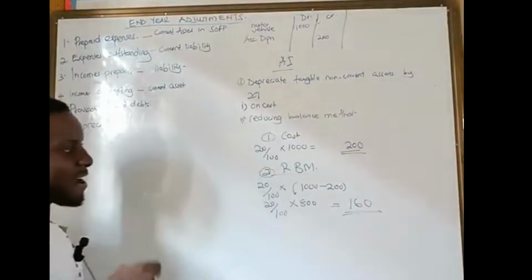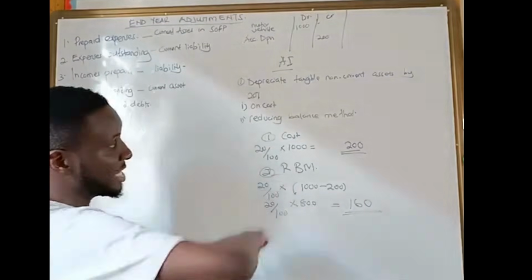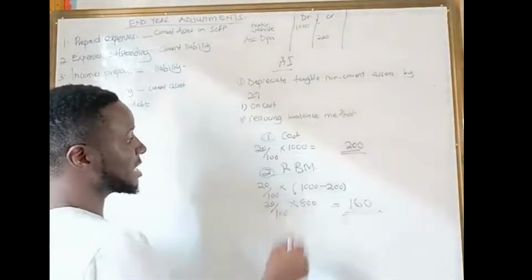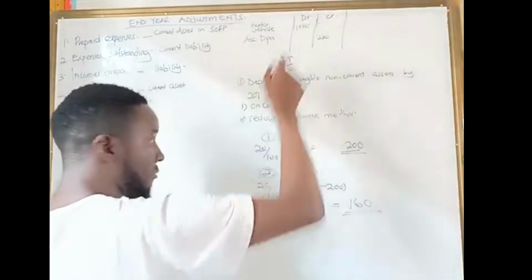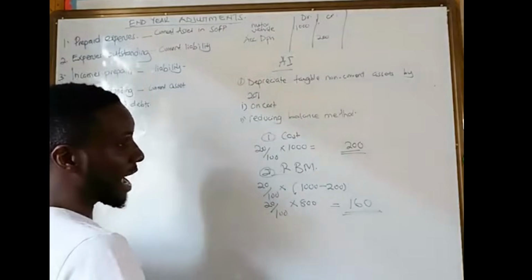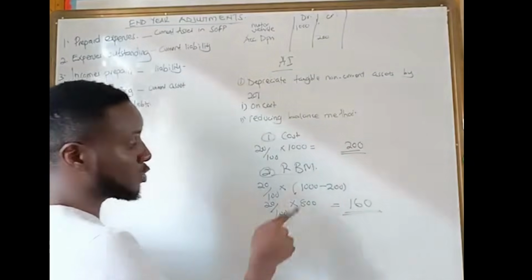So, be careful about which language they are telling you. Is it on cost or reducing balance method? So if it is reducing balance method, you're supposed to first subtract off the accumulated depreciation. Then you have a new figure and you apply the 20% on the new figure.